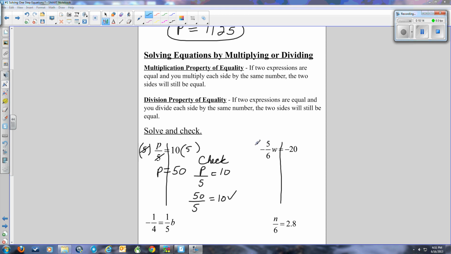So here we have this negative 5/6. What we're going to do is turn it upside down, so we have negative 6/5. And we're going to multiply each side by that reciprocal. Now the 6's cancel, and the 5's cancel. Remember, a negative times a negative gives you a positive, so we just end up with positive w here. Now here on the right hand side, we have to put negative 20 over 1, and let's just go ahead and multiply right across. We're going to say negative 20 times negative 6 is positive 120, and 1 times 5 is 5. So we have 120 divided by 5, which gives us 24.